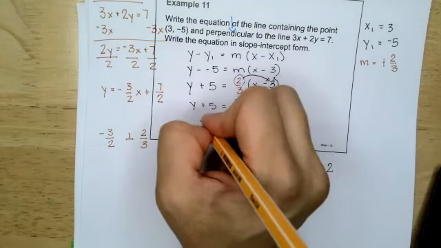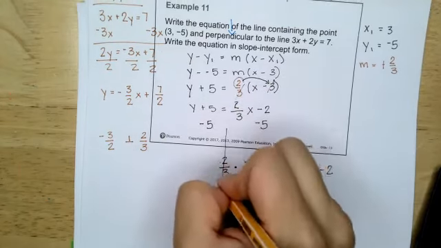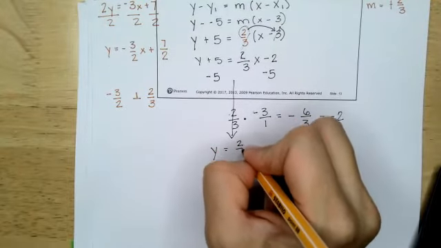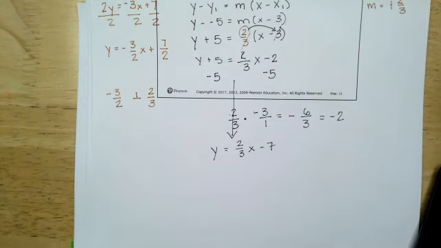Now I'm just going to subtract 5. Skip down here because I wrote it. y equals 2/3 x minus 7. Good? Okay. That is an equation of a line containing the point 3, -5 perpendicular to 3x plus 2y equals 7.